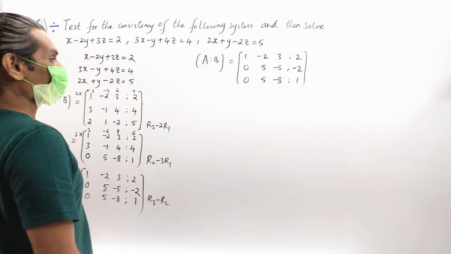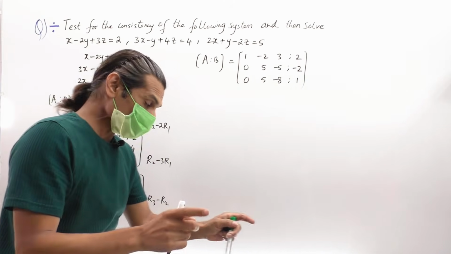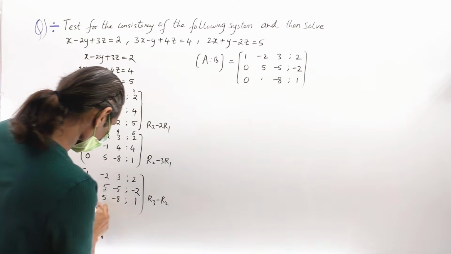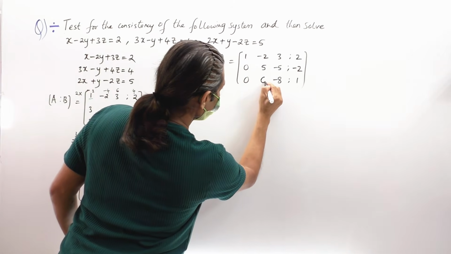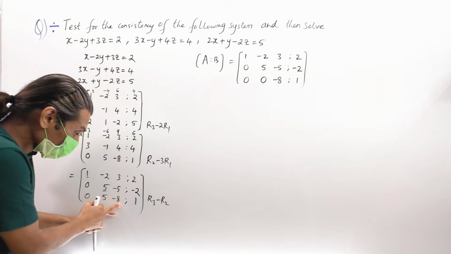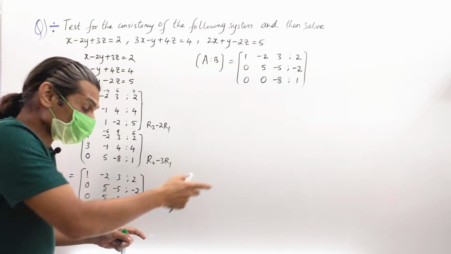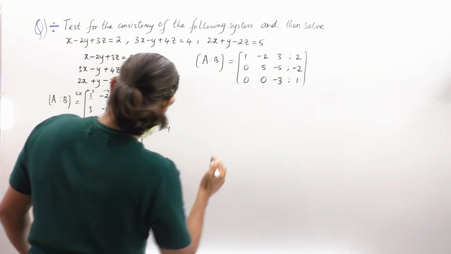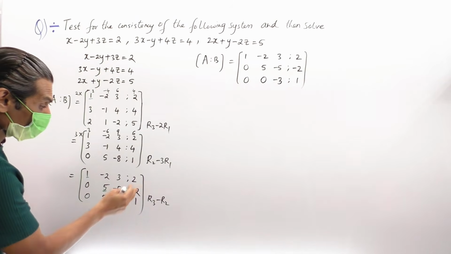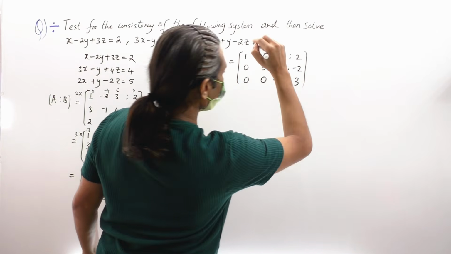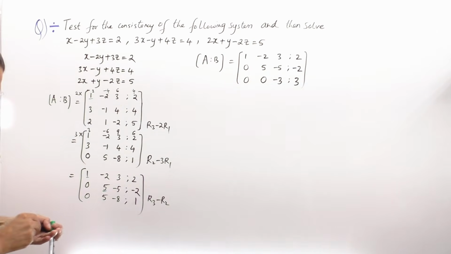Done. Okay, now I'll apply the operation here. Sorry. So, what is the operation? R3 minus R2. So, 5 minus 5, 0. Done. Minus 8, minus 8, minus of bracket minus 5. So, minus 8 plus 5 will be minus 3. And lastly, 1 minus of minus 2 plus 2 will be what? 3. That's it. So, we have it now.